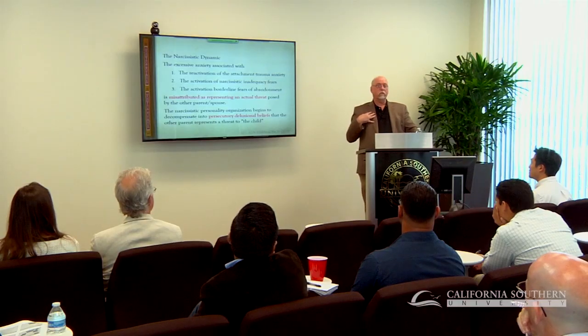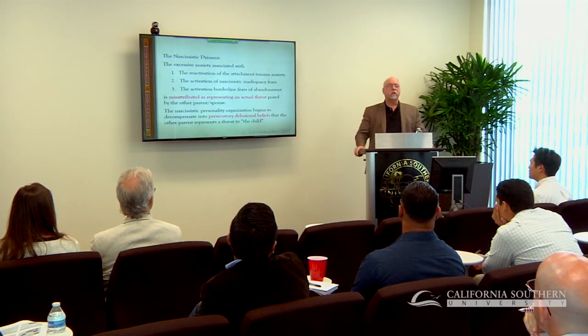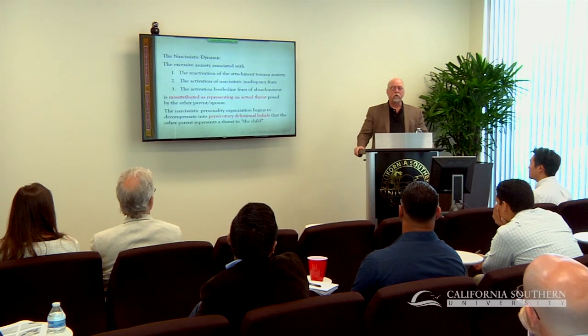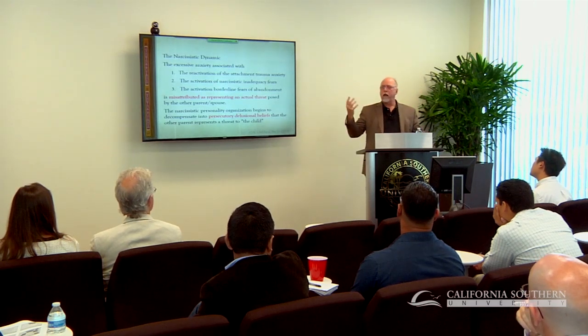No, I'm wonderful. There's no threat to me. What's the threat then? In the attachment system, the threat's to the child. This other parent represents a threat to the child. They're an abusive threat to the child. And they reconstruct reality to create that threat.